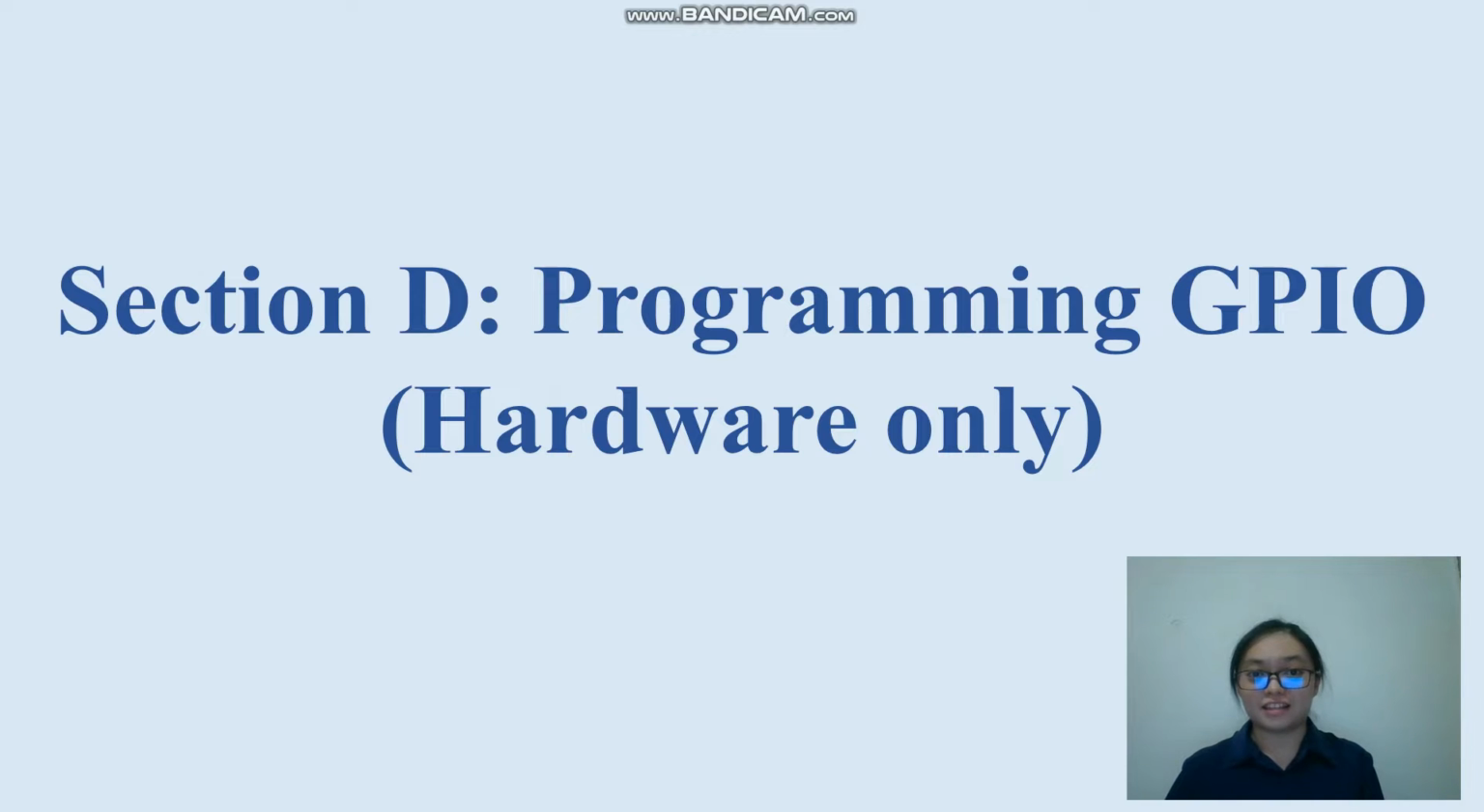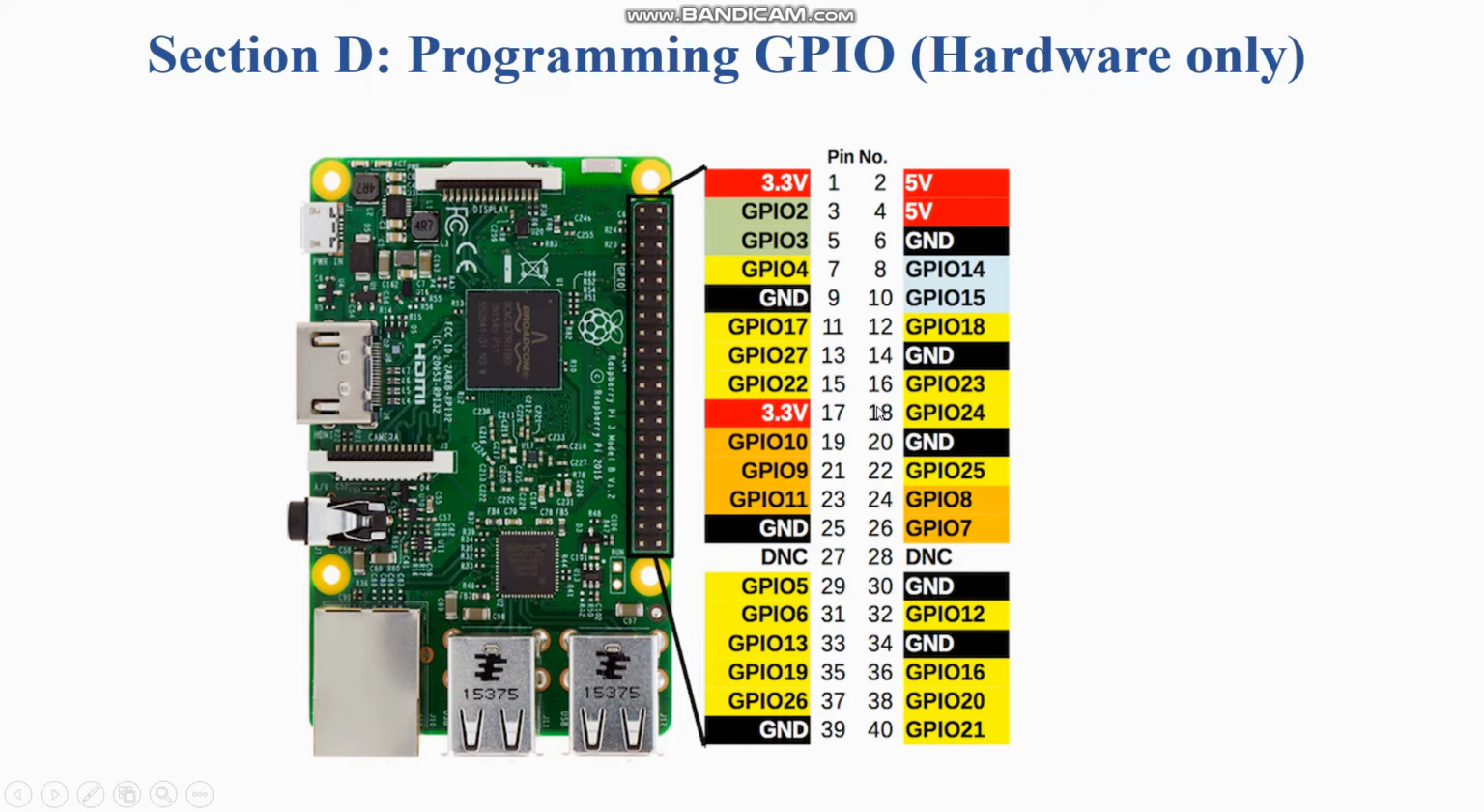Now I will present section D on how to program the GPIO on Raspberry Pi. GPIO provides the layout and enables the control of input and output connections, which turns the Raspberry Pi into an embedded control system. This figure shows the layout of the GPIO on the Raspberry Pi 3. Now I will demo how to program the GPIO using Raspberry Pi 3.